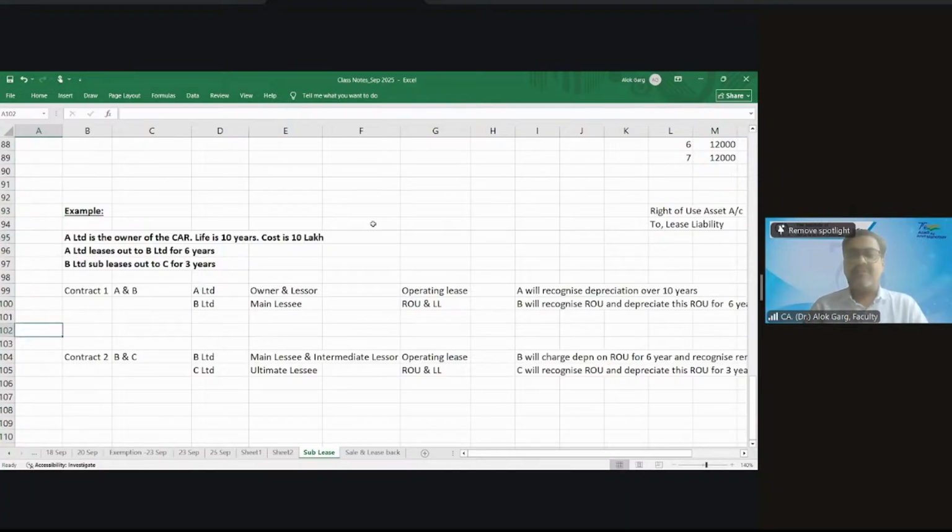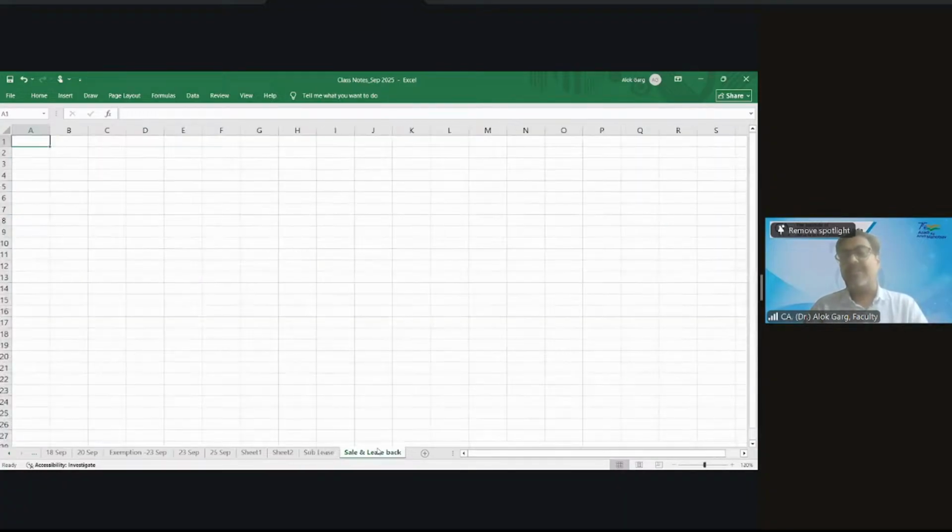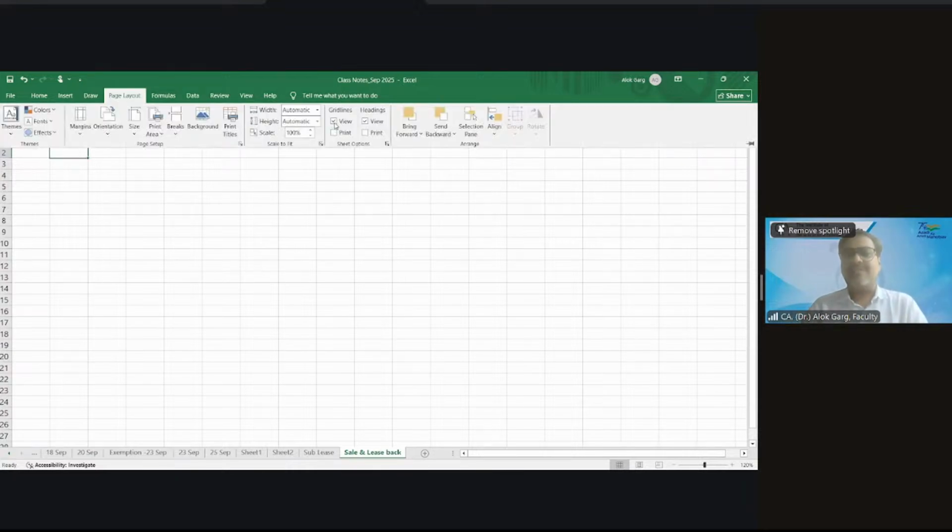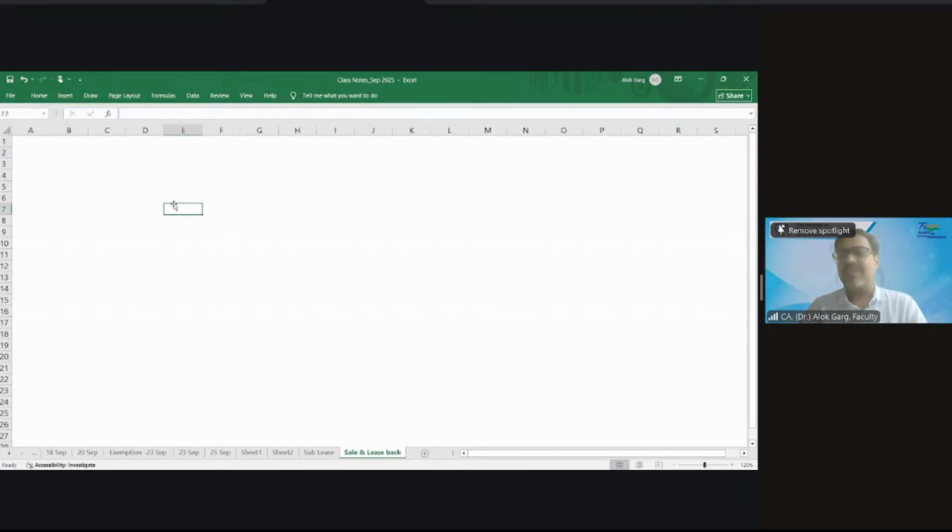So friends, now let's come to the sale and lease back concept. What is meant by sale and lease back? Can anyone throw some light on it, whatever limited understanding you have? Say, for example, A is selling this asset to B, and immediately from B, he is taking the particular asset on lease.